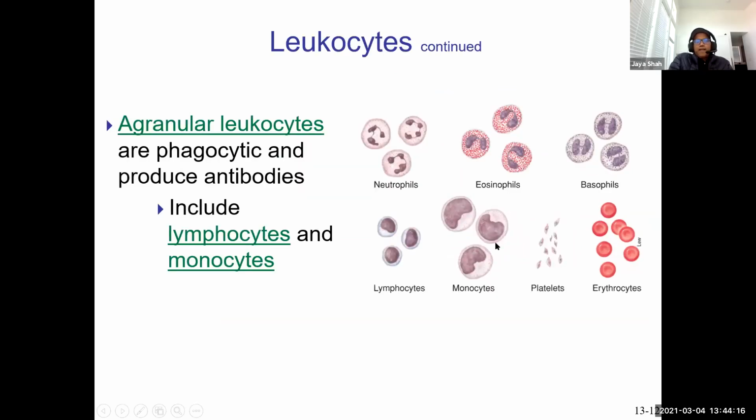Lymphocytes and monocytes, how do you see them? Monocytes are the largest cell, and in lymphocytes, pretty much the whole cell is packed with nucleus. Monocyte nuclei are like a horseshoe structure. Neutrophil nuclei are multi-lobed.